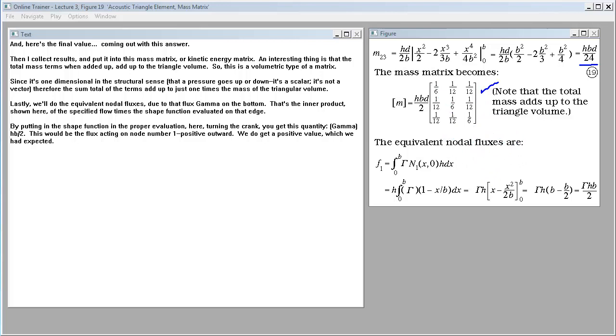And since it's one-dimensional in the structural sense that a pressure goes up or down, it's a scalar, it's not a vector, therefore the sum total of terms add up to just 1 times the mass of the triangular volume.